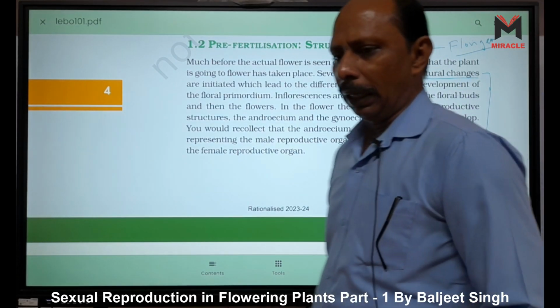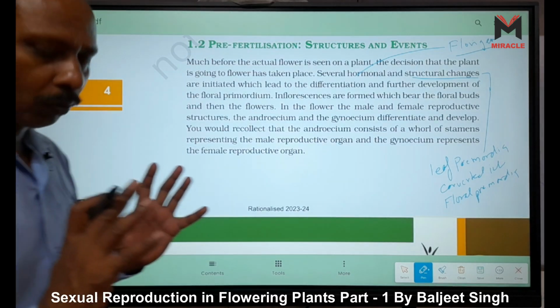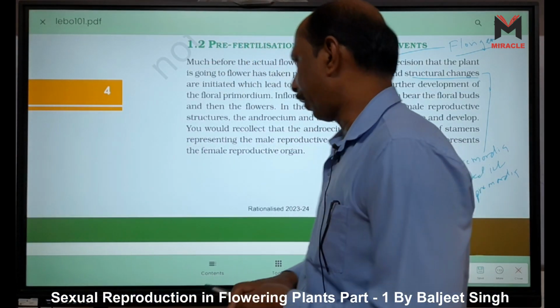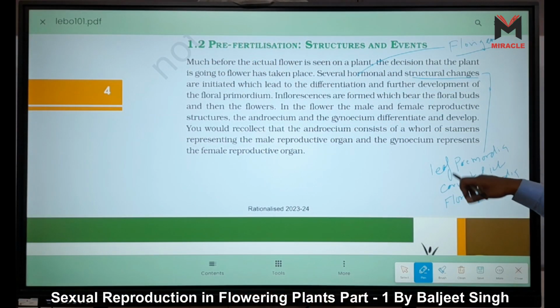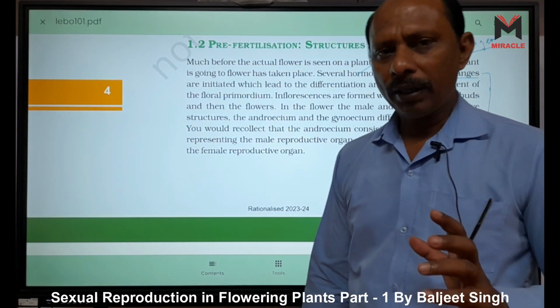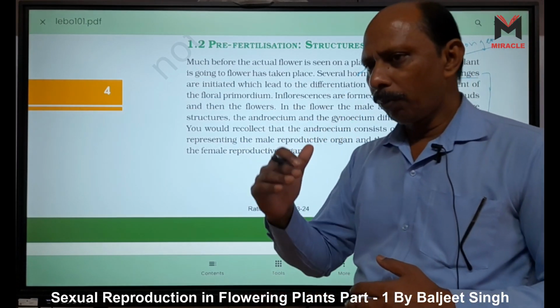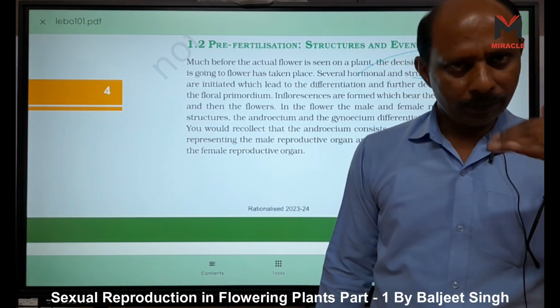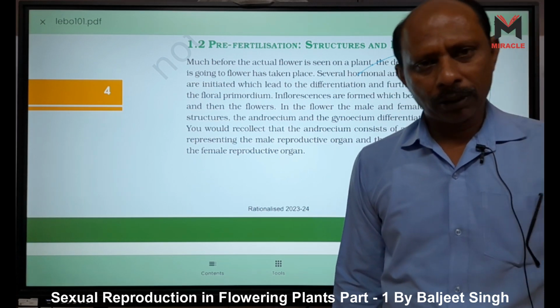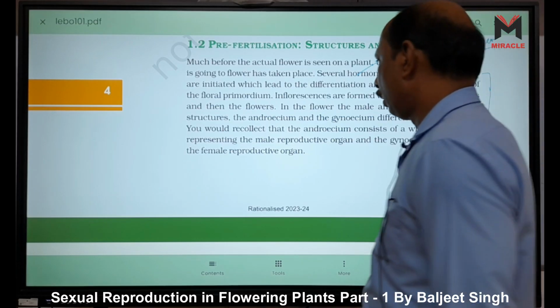Primordium is what? An undifferentiated group of cells. They are called primordia. Now, when leaf primordia is converted into floral primordia, in place of leaf, what is developed? A flower is developed. Flower means the outermost node forms a calyx. Second node forms corolla. Third node forms Androecium. And the fourth node forms the gynoecium.